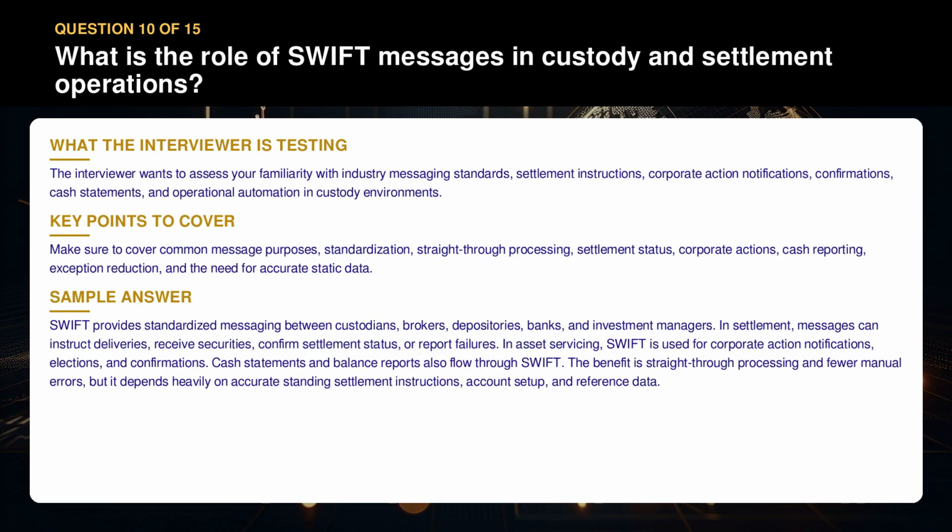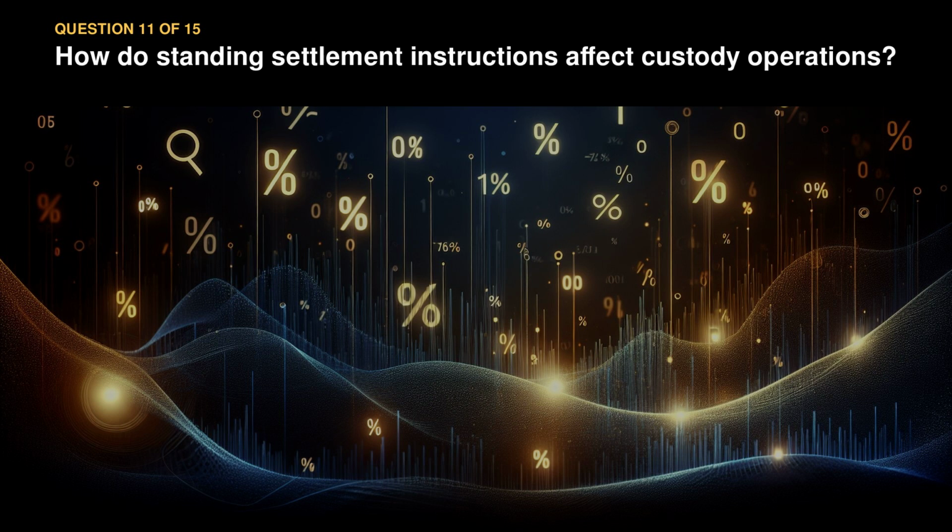SWIFT provides standardized messaging between custodians, brokers, depositories, banks, and investment managers. In settlement, messages can instruct deliveries, receive securities, confirm settlement status, or report failures. In asset servicing, SWIFT is used for corporate action notifications, elections, and confirmations. Cash statements and balance reports also flow through SWIFT. The benefit is straight-through processing and fewer manual errors, but it depends heavily on accurate standing settlement instructions, account setup, and reference data.